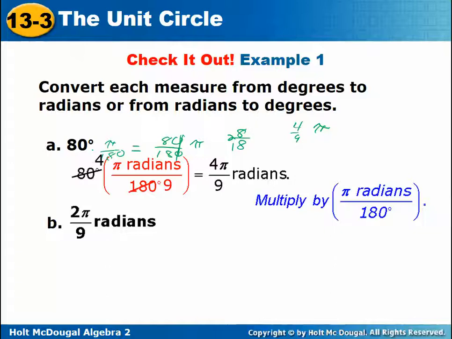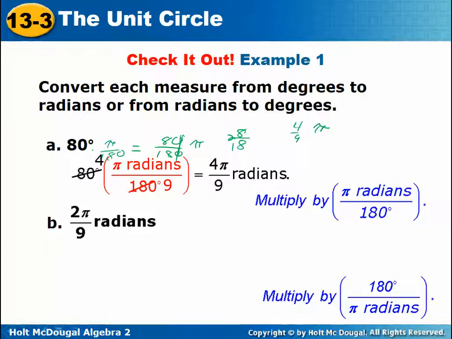The second one is in radians, so I'm going to multiply by 180 over pi. And again, you don't have to write the words radians out every time. You can take 2 pi over 9 times 180 degrees over pi. And again, the pi's will cancel. There's 1 in the numerator and 1 in the denominator. We can simplify this, or you can multiply first. This would be 360 over 9, and 9 goes into 36. So this was 40 degrees.